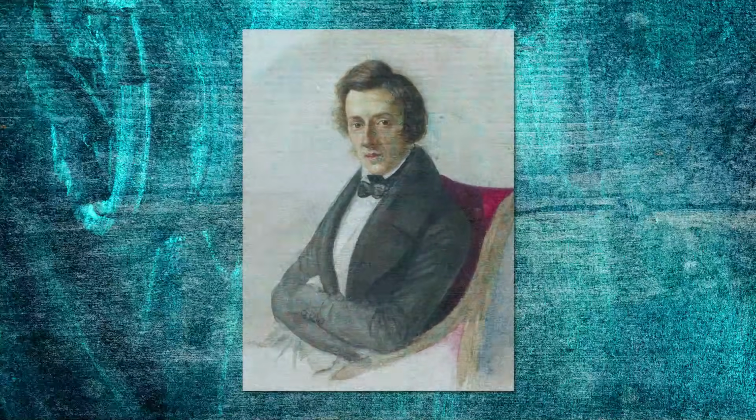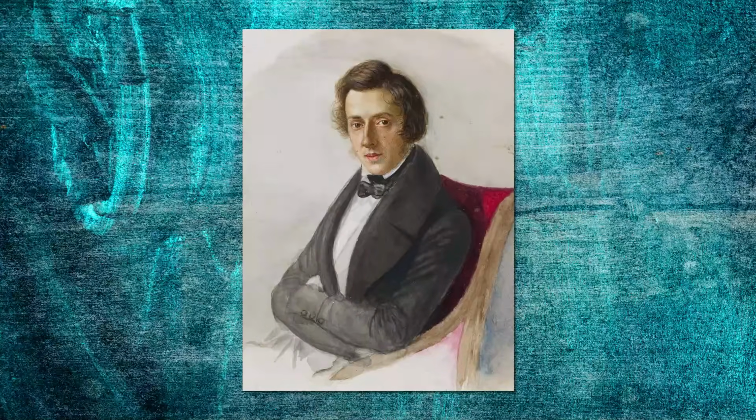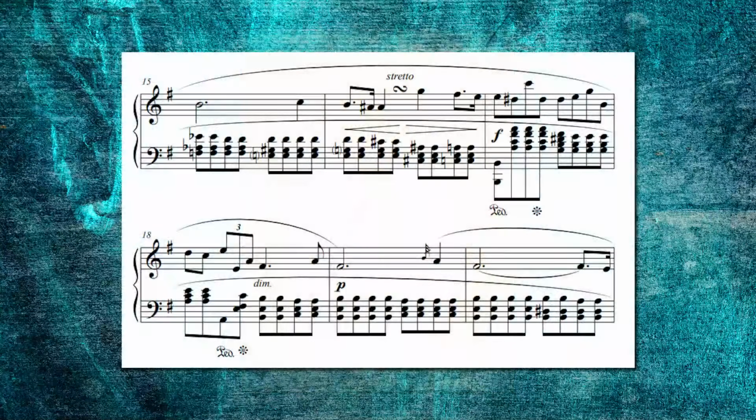Moving into the mid-19th century, Chopin uses the ambiguous and tense nature of the augmented chord in the climactic peak of his Prelude No. 4 in E minor. In measure 17, he writes a G augmented 7 triad that resolves to the home key E minor.